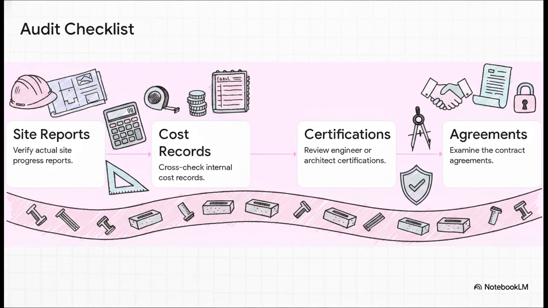An auditor verifies these 4 steps to prevent fraud risk. Step 1, verify the actual site progress reports. Step 2, cross-check the internal cost records. Step 3, review third-party engineer or architect certifications. And Step 4, meticulously examine the actual contract agreements. This is how you tether the numbers on a page to the physical steel and concrete in the real world.